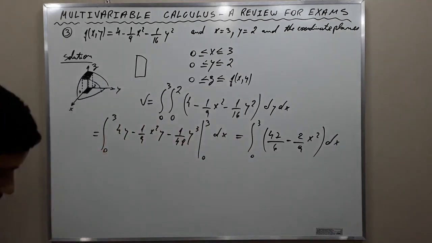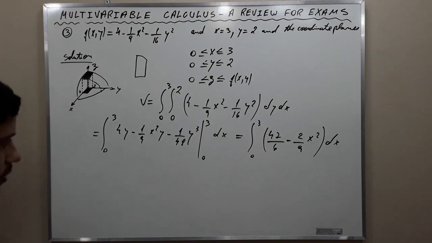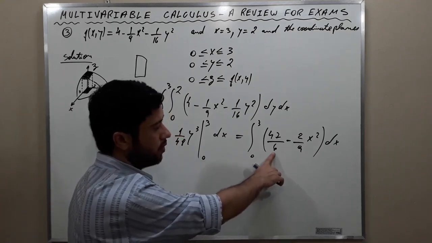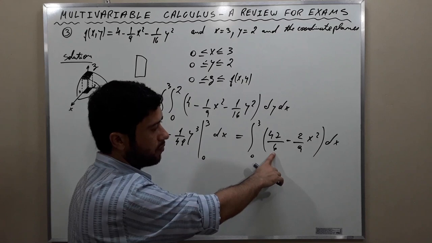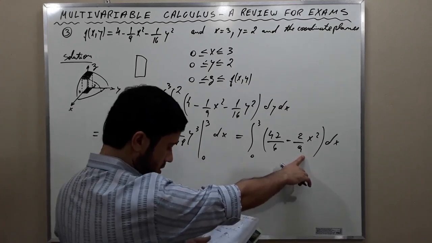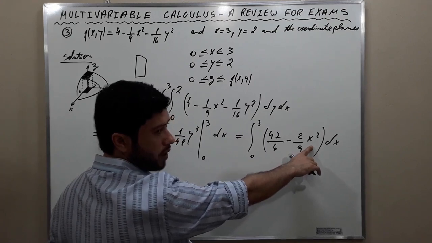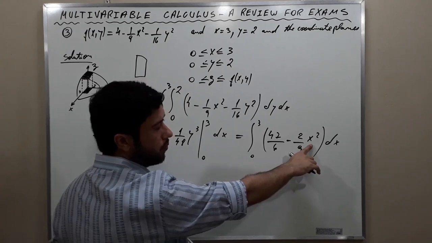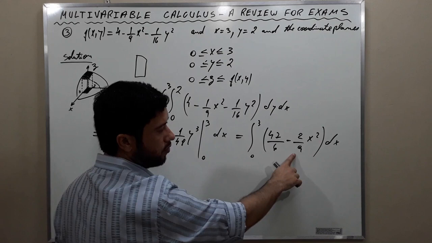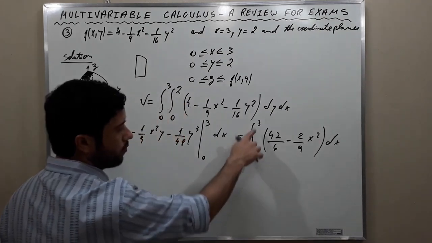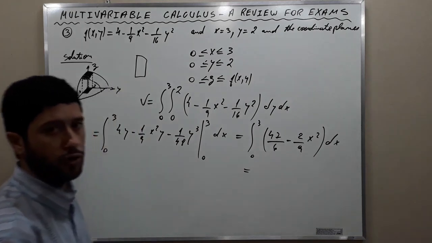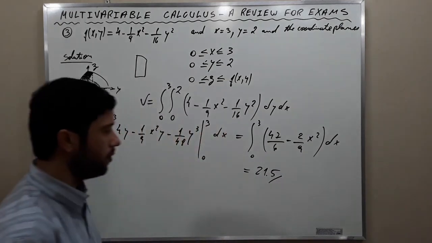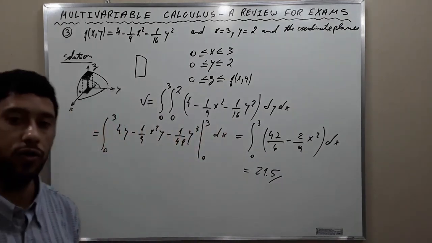When we integrate in x, we don't have x here, and x is going to appear, it is going to be 47 over 6 times x, and here we have x squared. The integral of x squared is a third of x cubed, and this third multiplies this 2 over 9, and then we apply the limits of integration, and the result of exercise 3 is 21.5. Okay, this is all for exercise 3. Let's go to exercise 4 now.